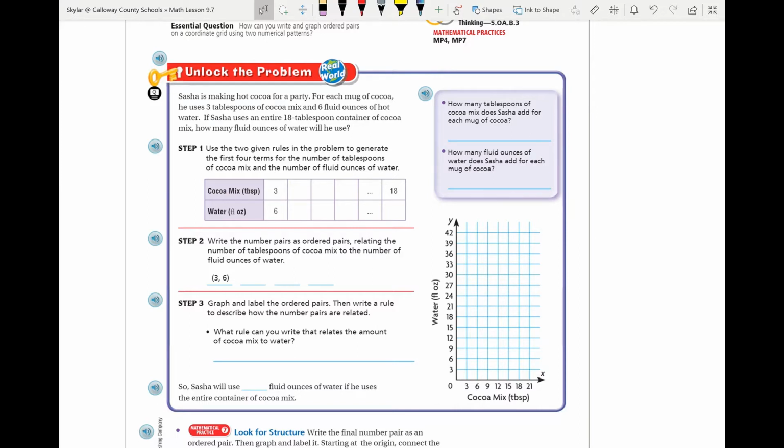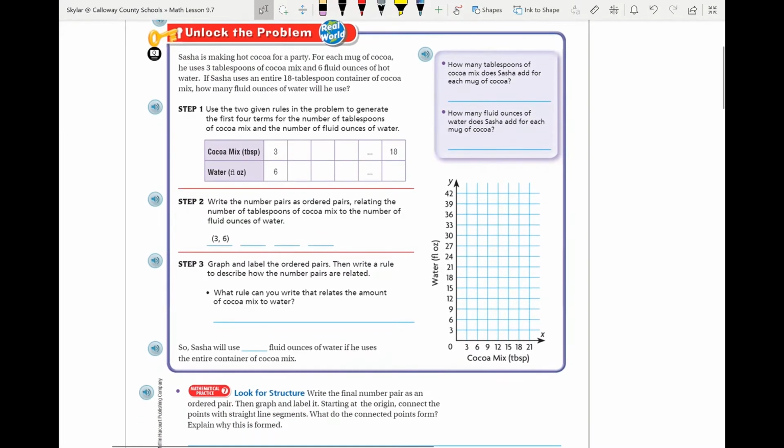First things first, let's read our question. Sasha is making hot chocolate for a party. For each mug of chocolate, he uses 3 tablespoons of cocoa mix and 6 fluid ounces of hot water. If Sasha uses an entire 18 tablespoon container of cocoa mix, how many fluid ounces of water will he use?